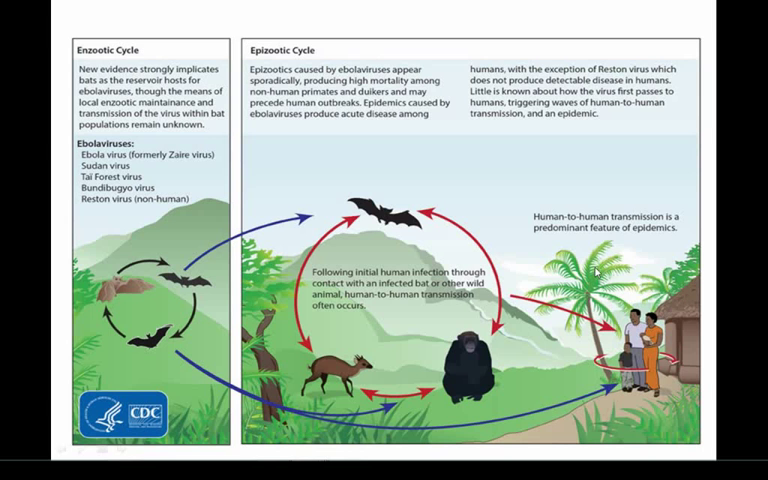So sometimes you get these sporadic transmissions of the virus from the natural host population, which is the bat, and it can infect people. And then once it's in the human population, you can have human-to-human transmission. This type of pattern is called a zoonosis. It's an animal virus being transmitted to humans.